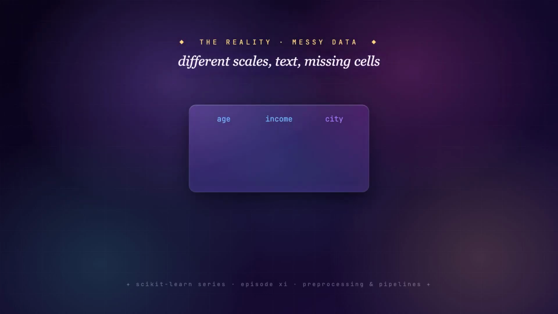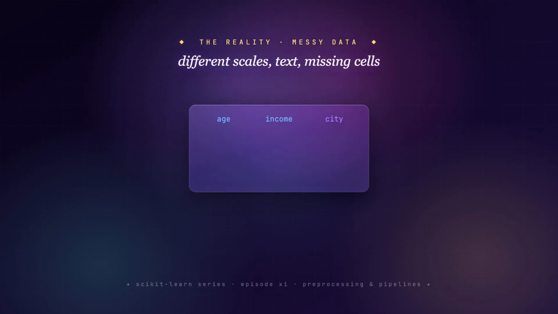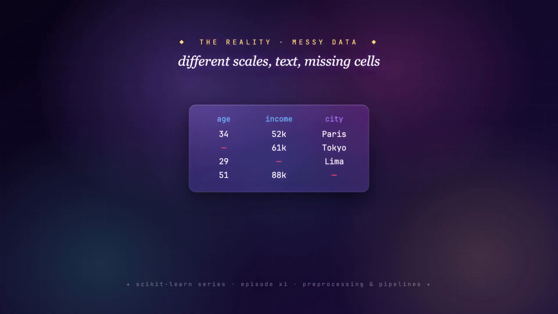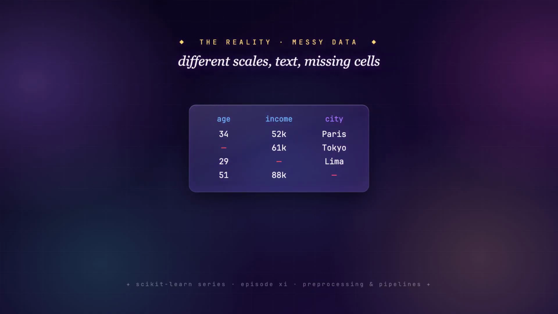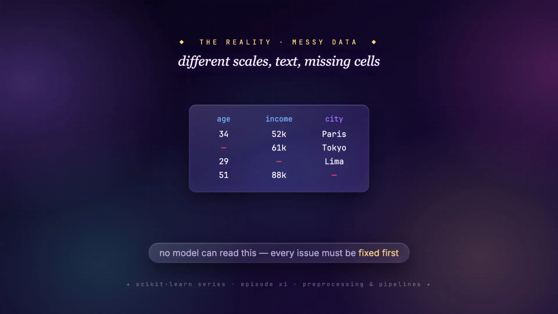Picture a raw table. One column is age from 0 to 100, another is income in the tens of thousands, a third is a city name, just text. A few cells are simply empty. No model can consume this directly. Every one of those issues has to be handled first.